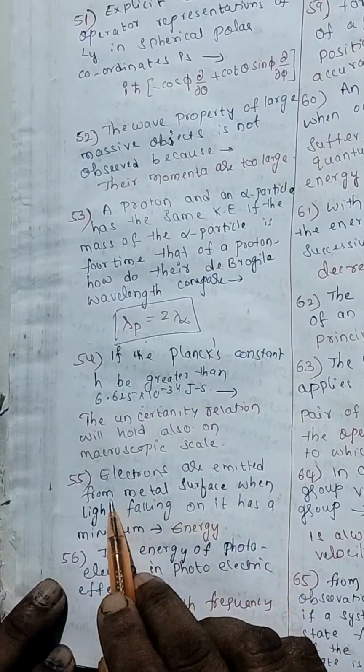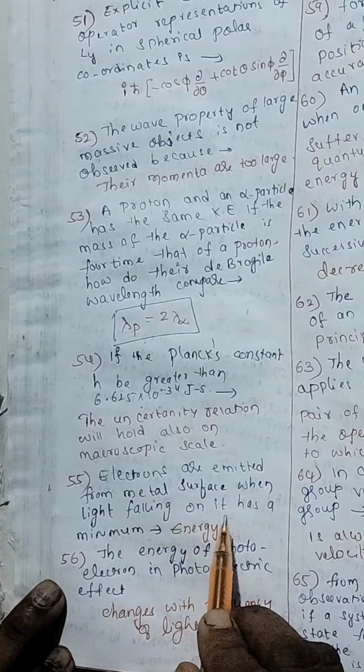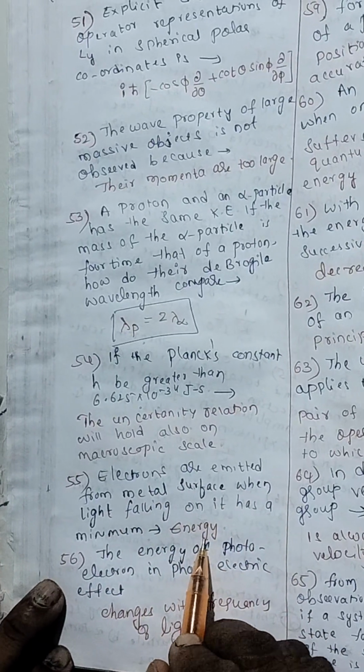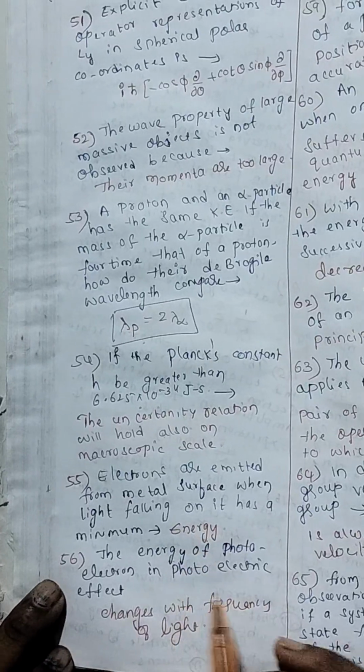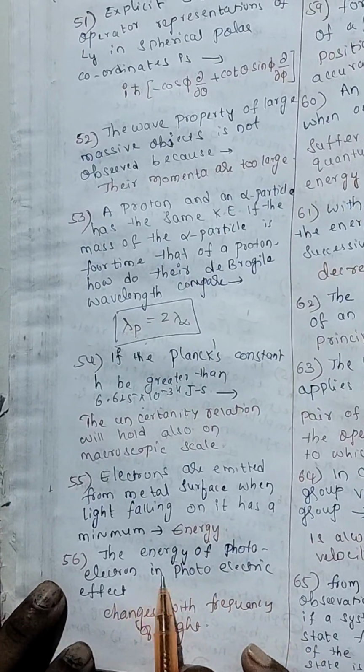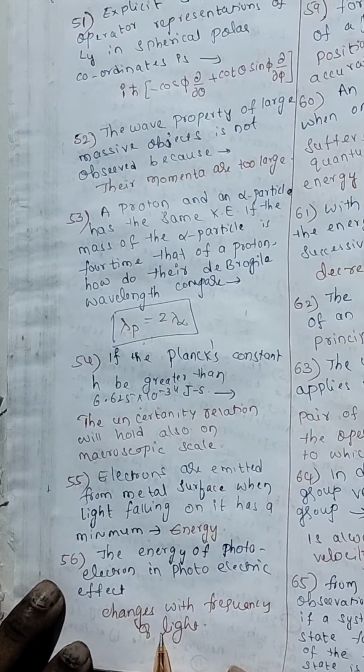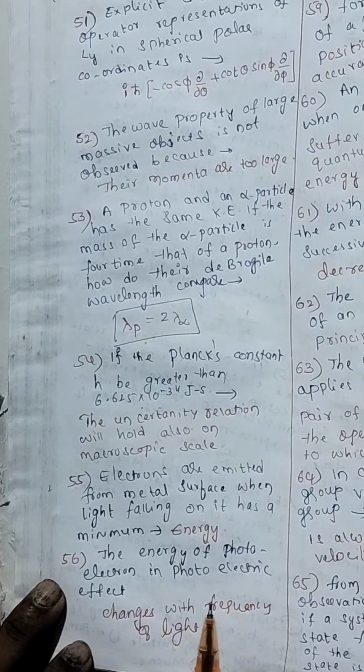The electrons are emitted from a metal surface when light falls on it with minimum energy, the work function also you can say. The energy of the photoelectron in the photoelectric effect changes with the frequency of the light itself.